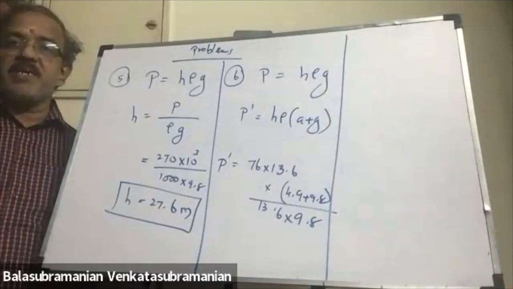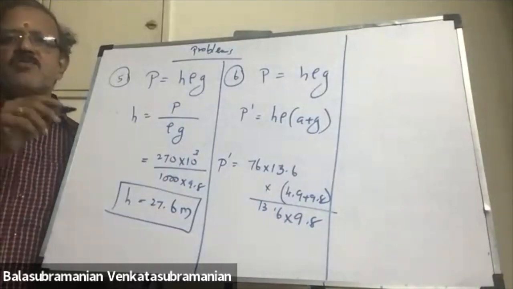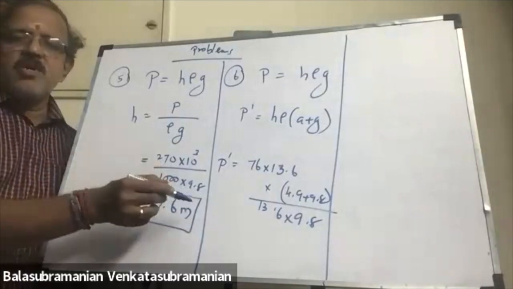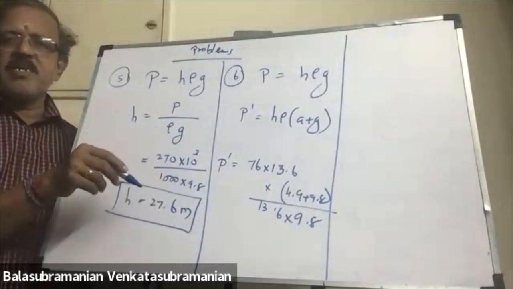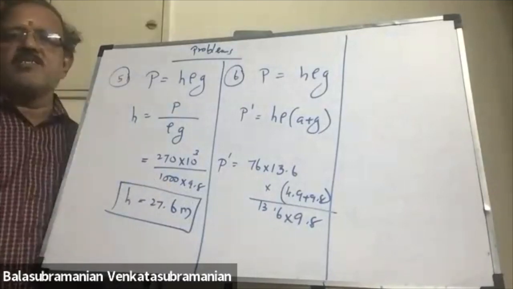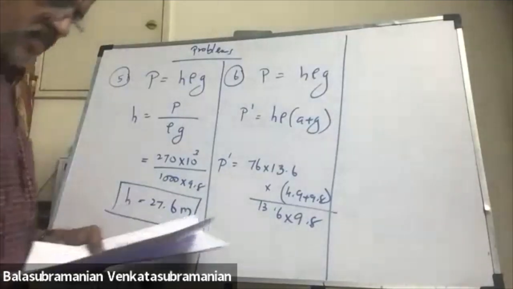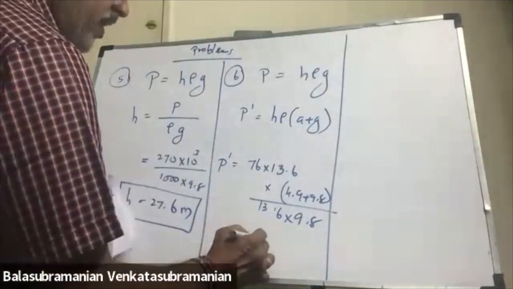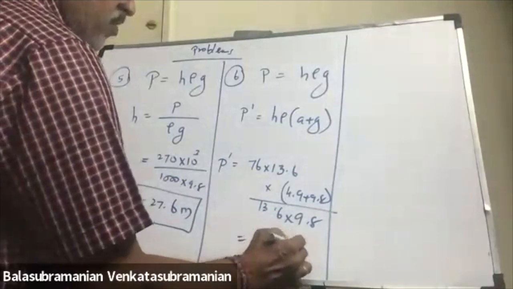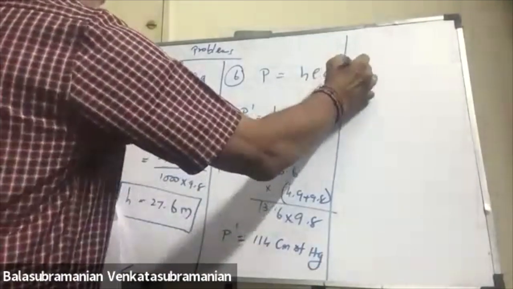But actually pressure is in terms of Pascal. In that, H alone you are using. Here also we are going to calculate pressure. H alone we are going to tell. That we have to multiply by rho and G to get the final answer. Value is 114 centimeter of mercury.